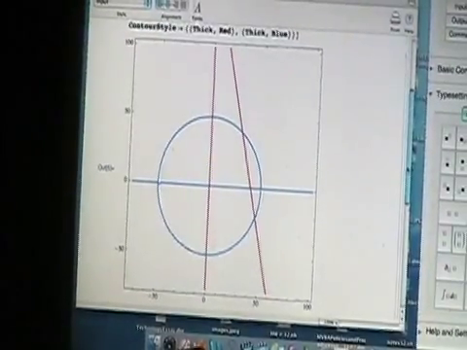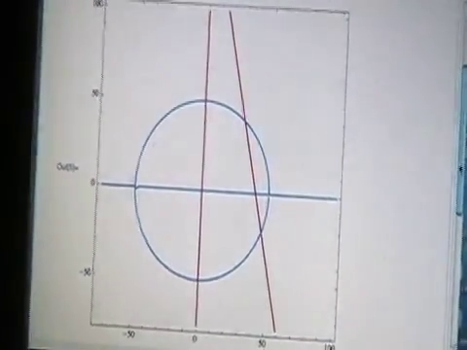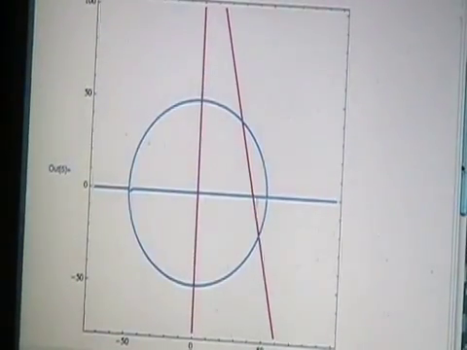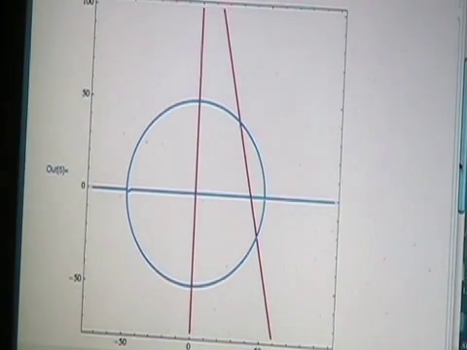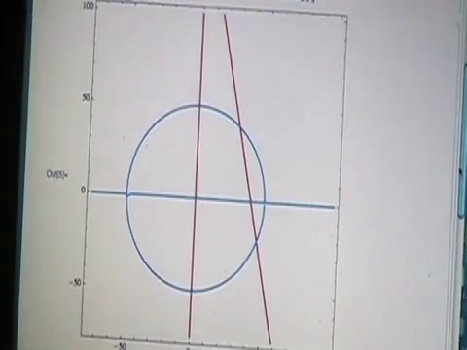Now remember, the x nullcline was in red. That's where dx/dt is 0. And the y nullcline is in blue. That's where dy/dt is 0.